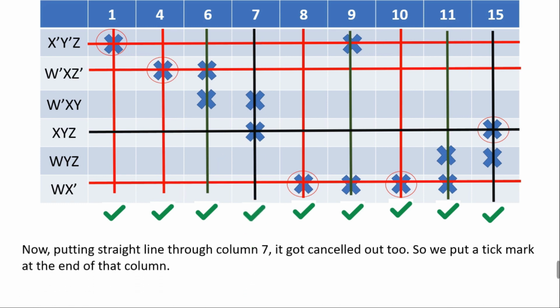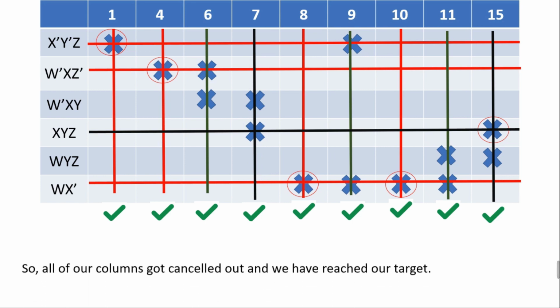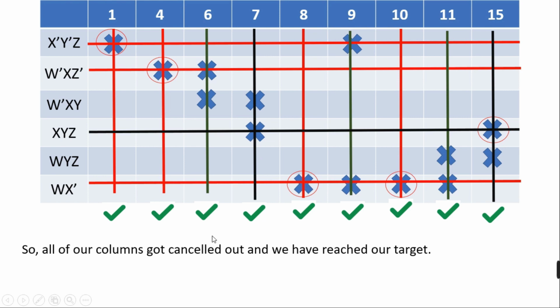Yeah, so we have put a straight line over this column, and since this column was cancelled out too, that's why you put a tick mark over there at the end of the 7th column. So all of our columns now got cancelled out, and we have reached our target, right? Because we want to reach this destination where all of our columns are cancelled out.